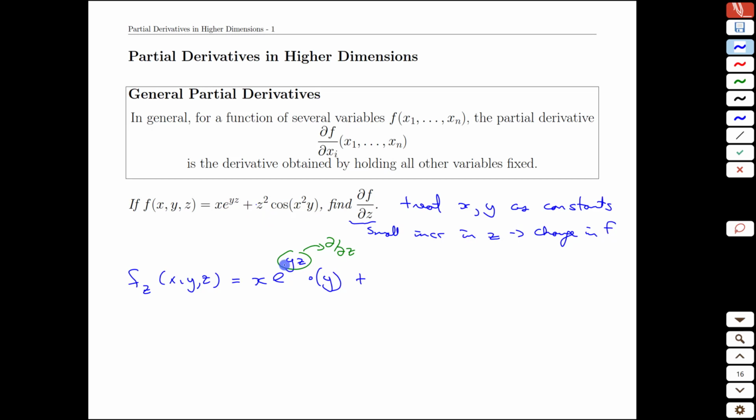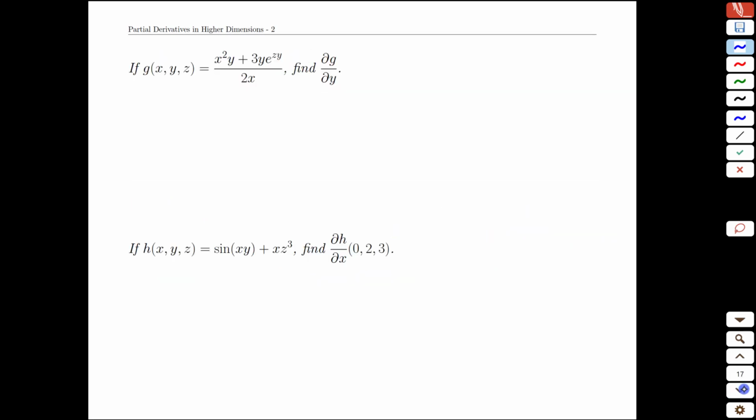Next term, we're done that one, is z squared times all this stuff here, but x and y are constants, so this entire term is a constant. We simply get the derivative of z squared times the constant, and we are done. So there's no fundamental process change in taking derivatives of other variables. We just treat any other variable that's not in the derivative as if it were constant. We'll do some more practice to reinforce this.